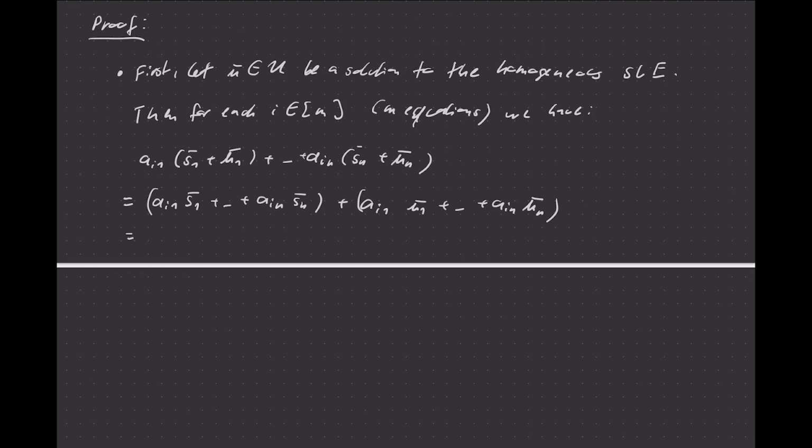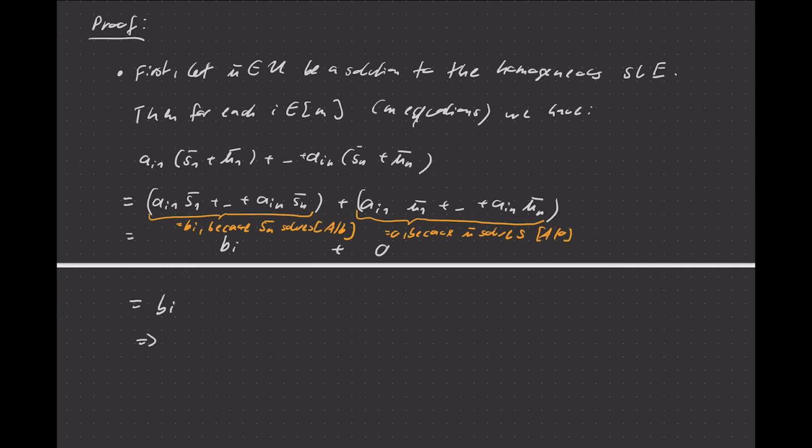And what do we know about this? Well, we know that S bar is a solution to the inhomogeneous system. So this here is equal to BI, because S bar solves this inhomogeneous case, right? So this is BI. And that second part, this is 0 because U bar solves the homogeneous case. So what we have is BI plus 0, which is of course BI.